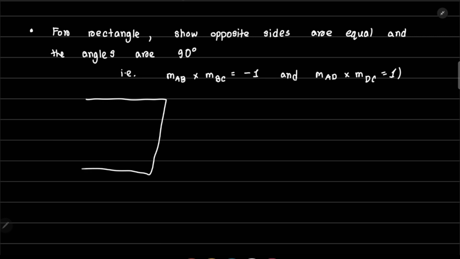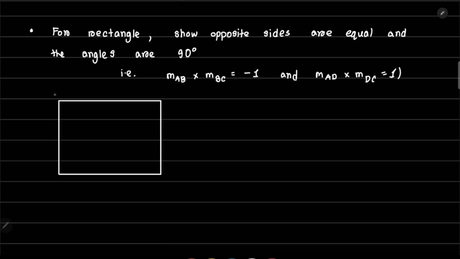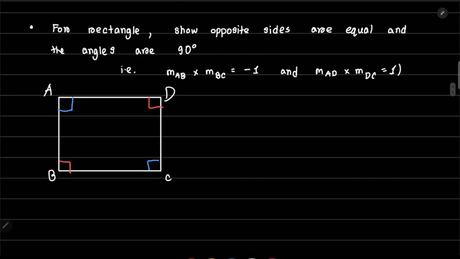So if we are given 4 points A, B, C, D, I just need to show that the angle B and the angle D are 90 degrees. If I show that the opposite ones are 90 degrees, the other two angles must also be 90 degrees if I can show that the opposite sides are equal as well.